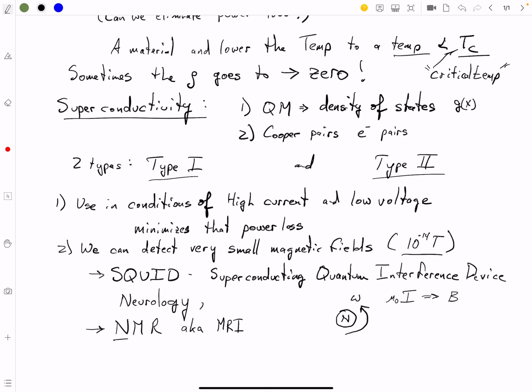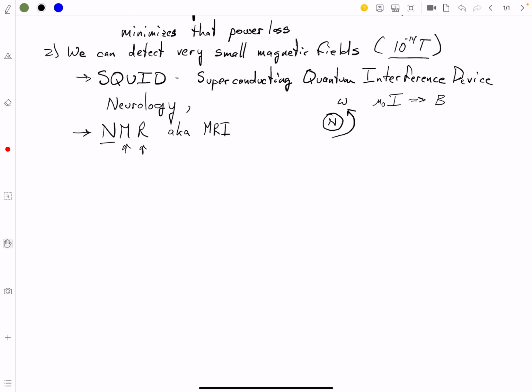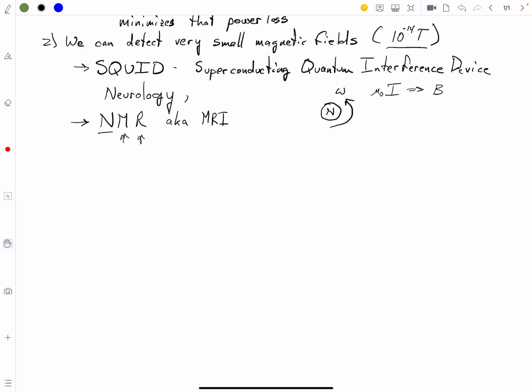So yes, these very small magnetic fields can be detected and looked at, and that's what nuclear magnetic resonance is all about, okay? So it's a big deal. There's a lot of people into and studying nuclear magnetic resonance for many reasons, not just medical. So the third thing that can happen is what we call the Meissner effect.